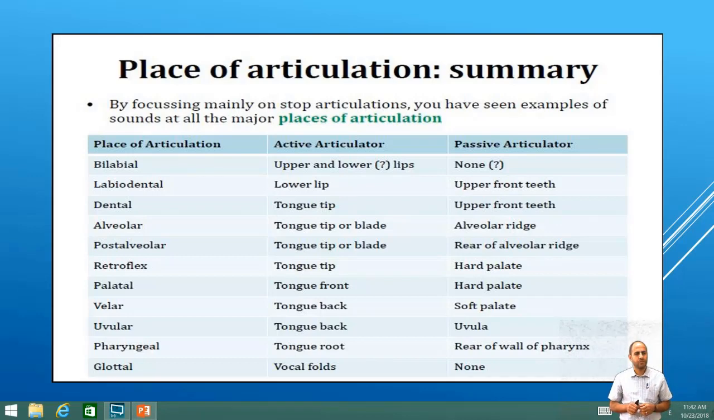Velars are produced by moving the tongue back towards the soft palate, while uvulars are produced with the involvement of the tongue back towards the uvula. Pharyngeals are rarely used and found in other languages, but they are found in languages like Arabic. We'll have some examples.